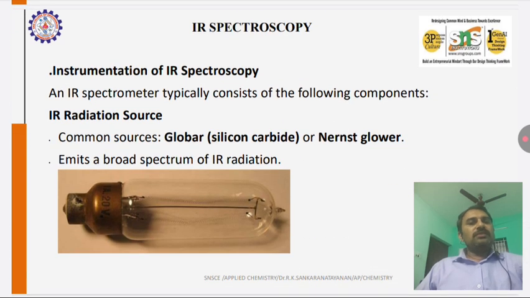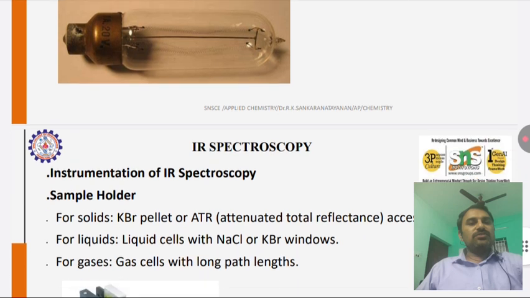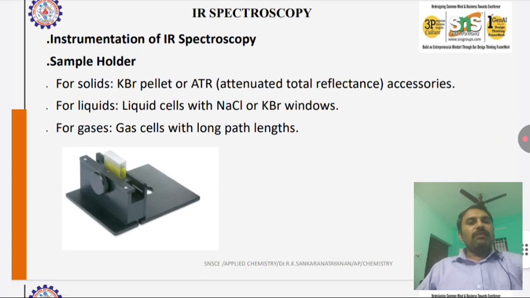Now, in the instrumentation, what will be the source of IR radiation? Nernst globe and silicon carbide globe. It emits a broad spectrum of IR radiation. You can see the lamp in the diagram; it's a very small lamp. That will be the source for the IR radiation. IR means infrared radiation source. And then the sample holder.